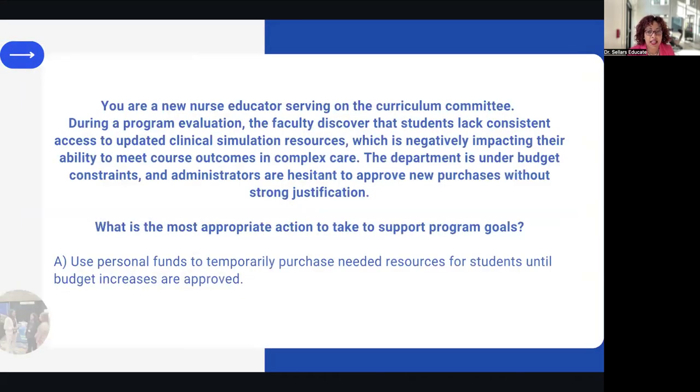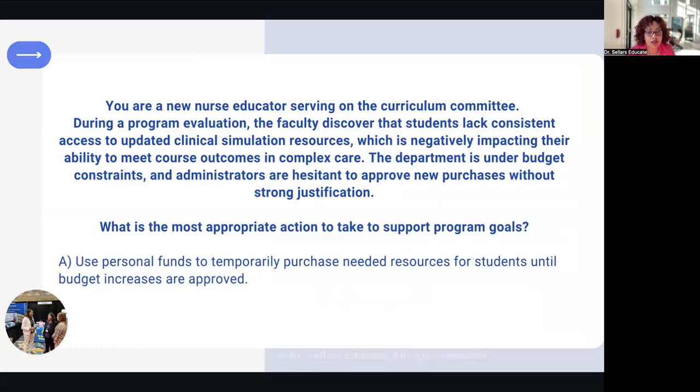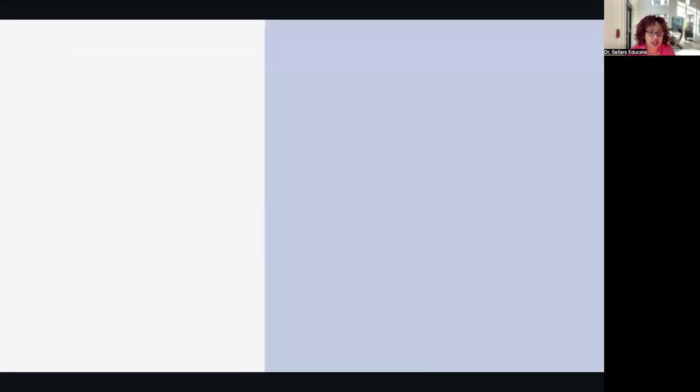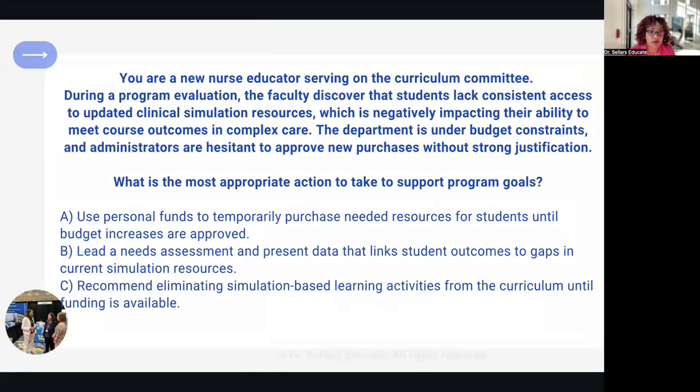So we have A, using personal funds to temporarily purchase needed resources for students until budget increases are approved. We have B, lead needs assessment and present data that links student outcomes to gaps in current simulation resources. And then we have C, recommend eliminating simulation-based learning activities from the curriculum until funding is available.